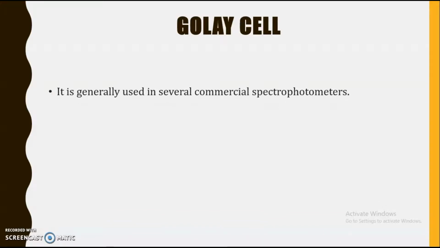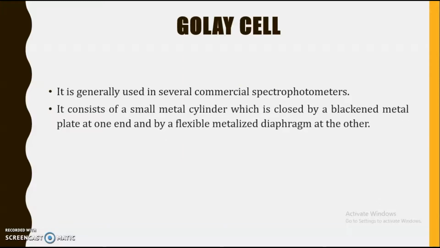Then the next type of detector that is used in IR spectroscopy is the Golay cell. Now it is generally used in several commercial spectrophotometers. These are widely used detectors nowadays because their sensitivity is more and accuracy is also more. Golay cells consist of a small metal cylinder. Now this small metal cylinder is closed with a blackened metal plate at one end, and at the other end there is a flexible metallized diaphragm.